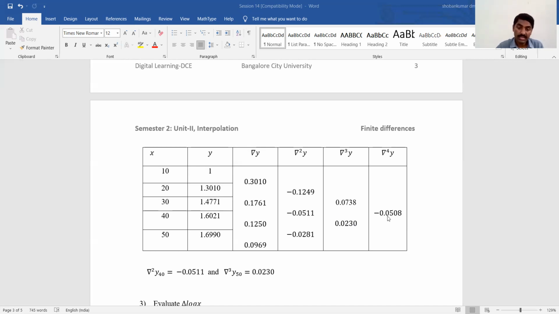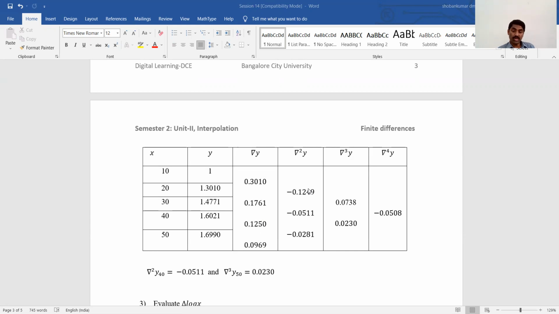Here you should remember, nabla y0 or nabla y1 are the same. This is nabla y0. It can also be written as nabla y of x0, or nabla y10. This is nabla y20. This is nabla y40. This is nabla y50.